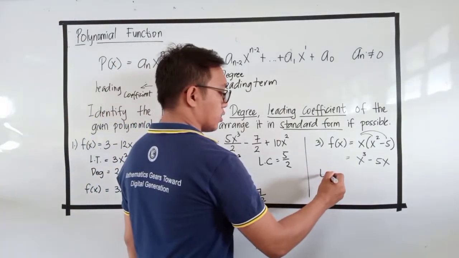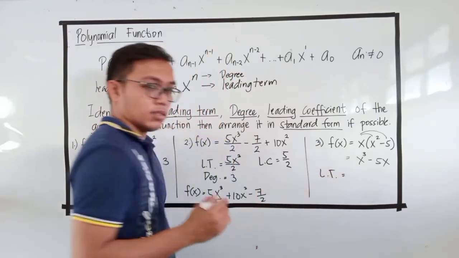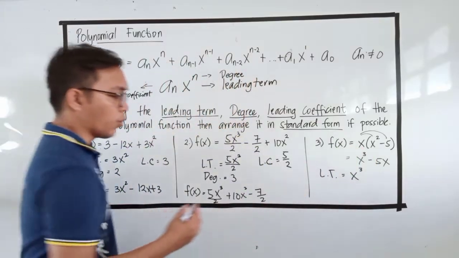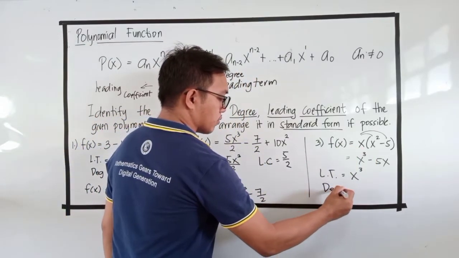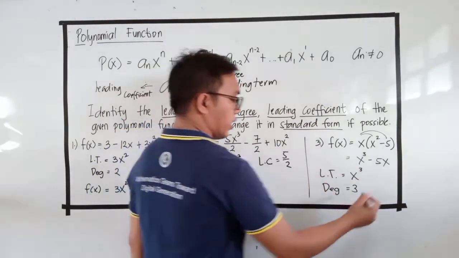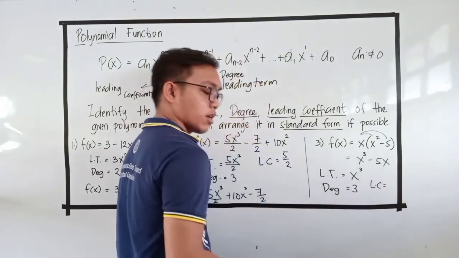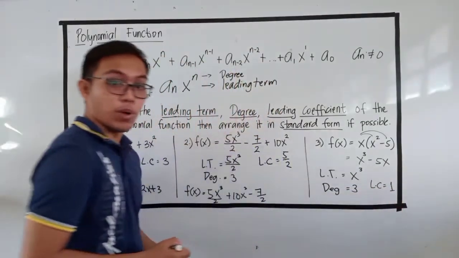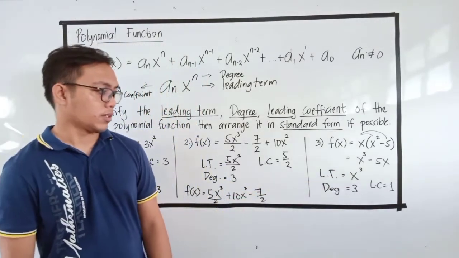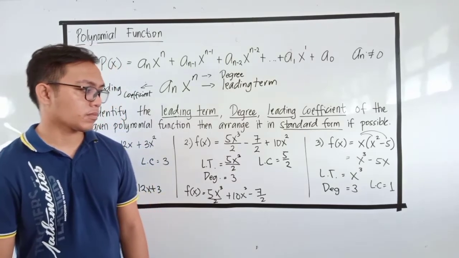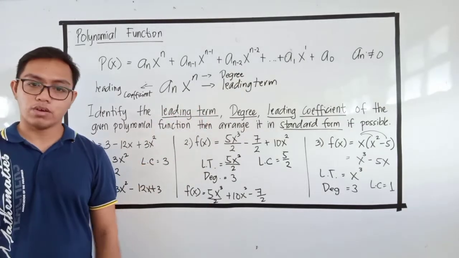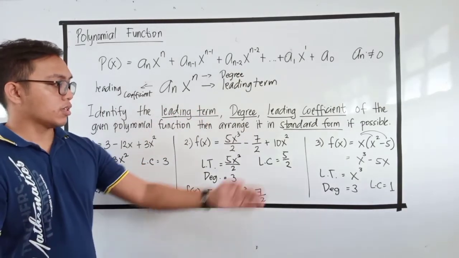Now, what is the leading term? The leading term is x³. What is the degree? That is 3. And the leading coefficient is 1, because there's always an invisible 1 in front of our x³. And that is how to identify the leading term, degree, leading coefficient, and to arrange it in standard form.